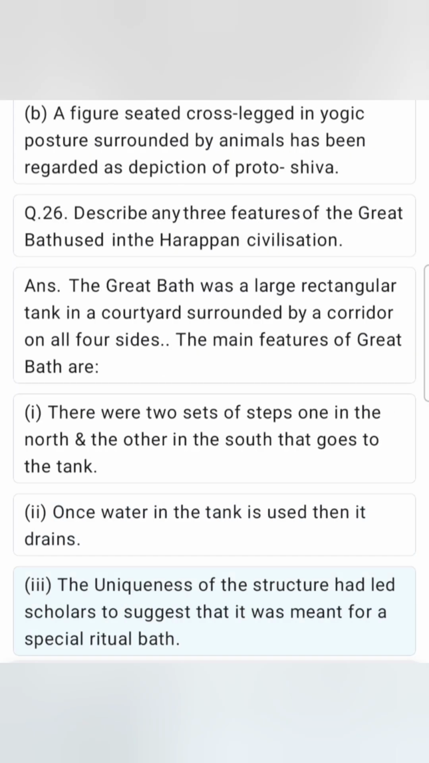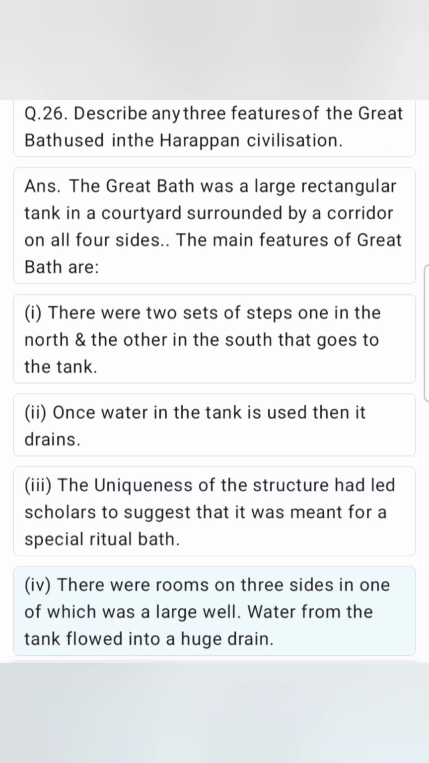III. The uniqueness of the structure has led scholars to suggest that it was meant for a special ritual bath. IV. There were rooms on three sides, in one of which was a large well. Water from the tank flowed into a huge drain.